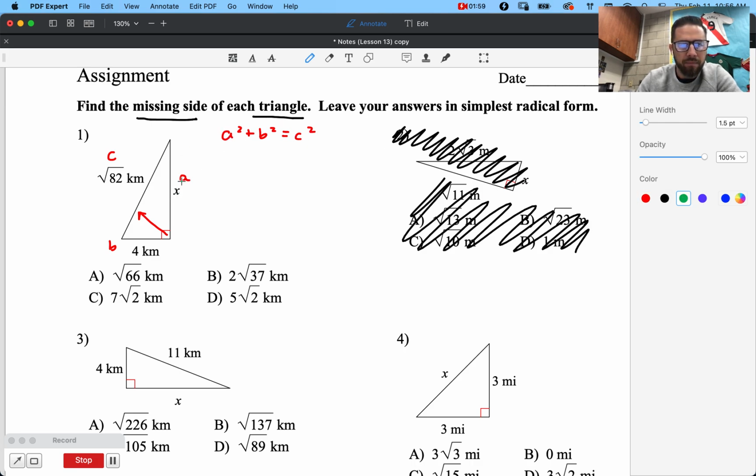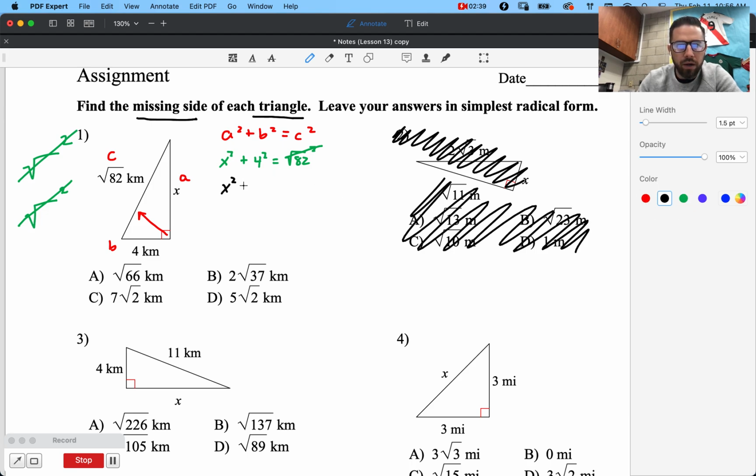So we said our A is X, so we'll just make that X squared, plus our B is 4, so that's going to be 4 squared, equals our C, which is square root of 82, but we're going to make that 82 squared, right? The square root of 82 squared. Now, anytime you have a square root that is squared, watch, it's gone. So that's the big part of today's lesson. If you have a square root that's squared, it's gone. So technically, that's gone. So let's go ahead and move forward.